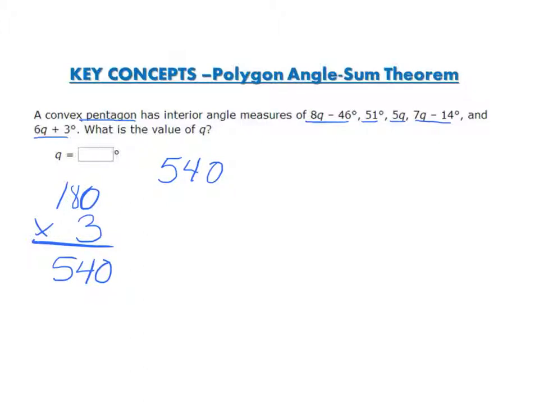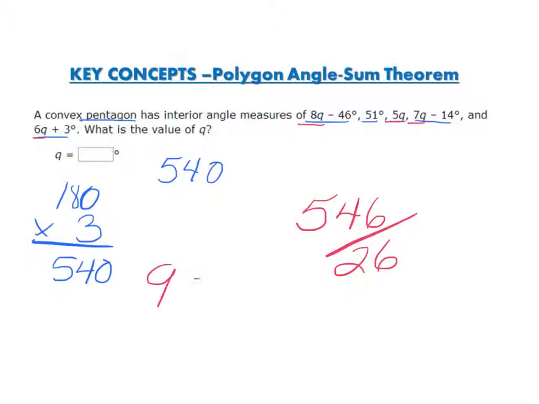When I add and subtract all those numbers, I get 546. I look at my q's. I have 8, and 5 is 13, and 7 is 20, and 6 is 26. And when I divide by 26, that gives me q equals 21. So the value of q equals 21.